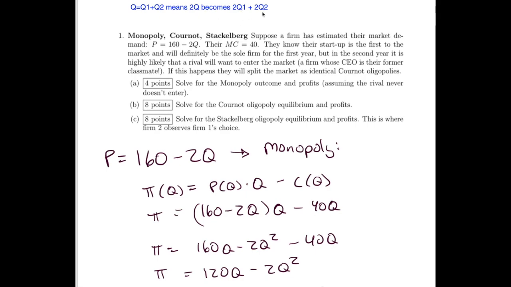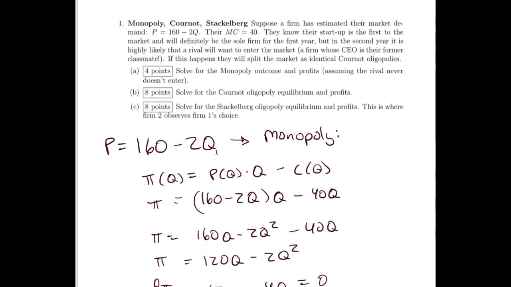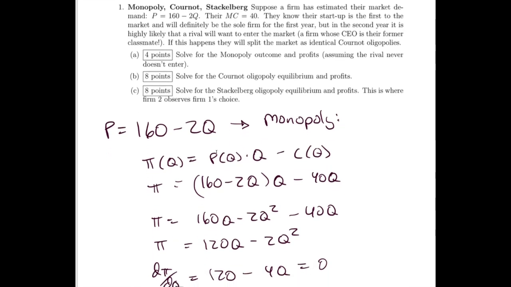So it'll be 2Q1 plus 2Q2 is going to be the quantity component of our inverse demand. So overall, it's going to be price is equal to 160 minus 2Q1 minus 2Q2. And so I'll do that a little bit later on. But anyway, finding the monopoly outcome and profits, we don't need to worry about that just yet.